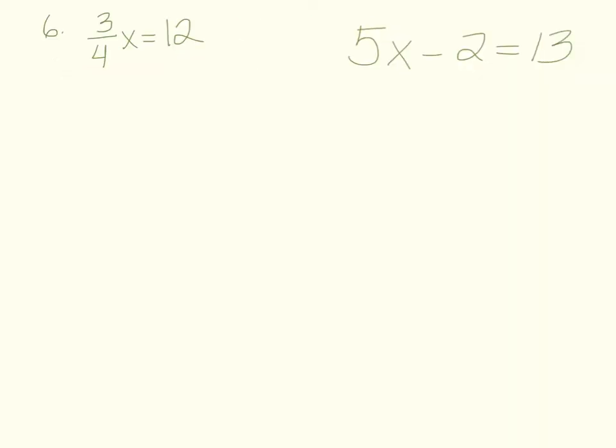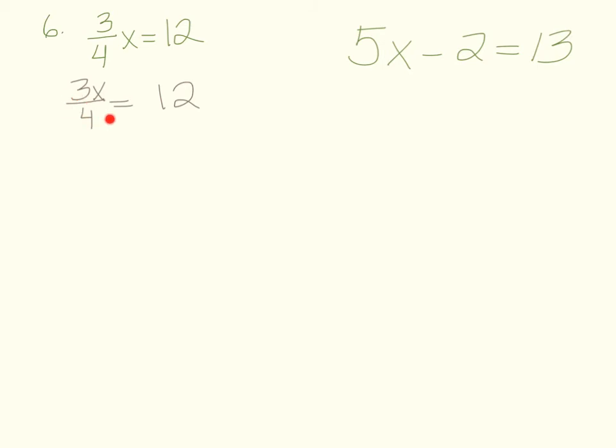Let's take a look at question number 6 at the bottom. It says 3/4 times x equals 12. One of the nice things about problems like this is that you can rewrite this problem as 3x over 4 equals 12. Now, noticing that the 3 is attached to the x, and the x is attached to the 4 by division, what we're going to do is go in the reverse order here.